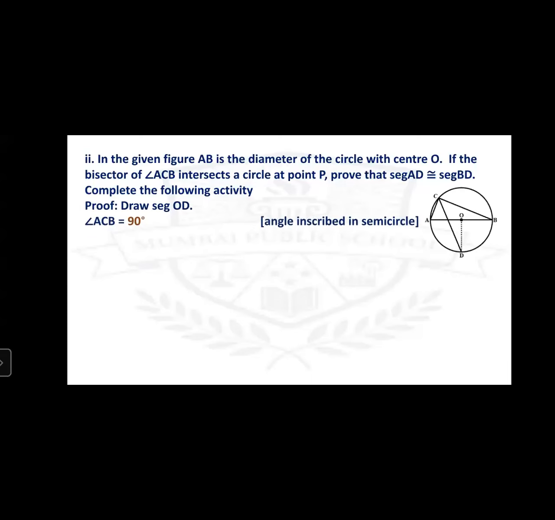Now see, first box means angle ACB is equal to dash, is given. Now as we know, the angle inscribed in a semicircle, this AB is the diameter, so this is the semicircle. So ACB is equal to 90 degrees, meaning the angle inscribed in a semicircle is always equal to 90 degrees. So in the first box we write 90 degrees.